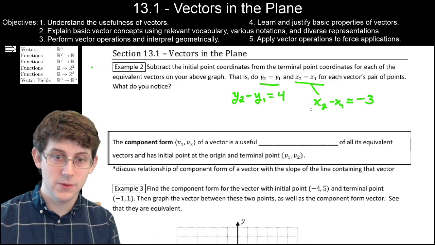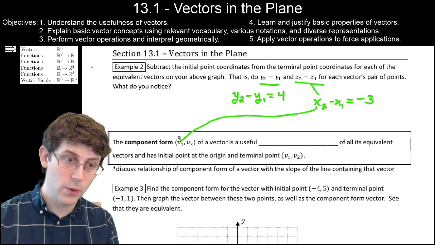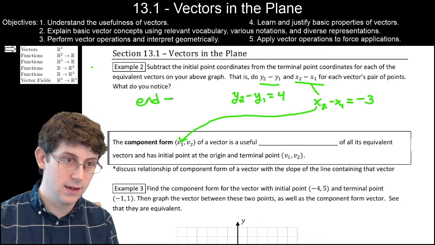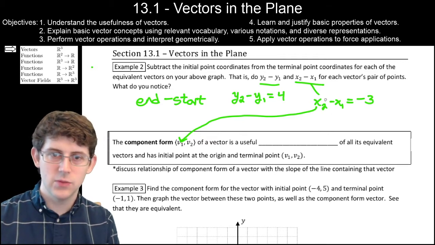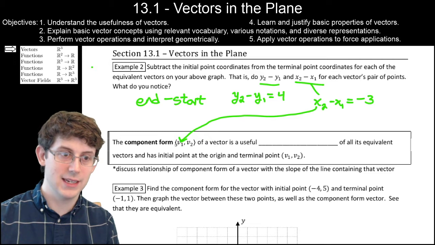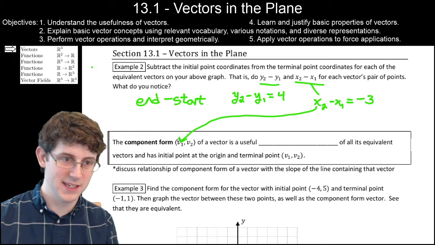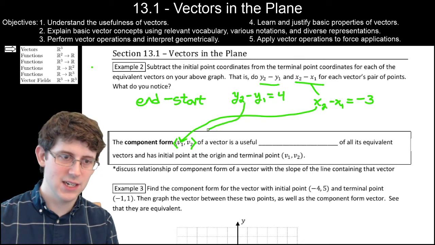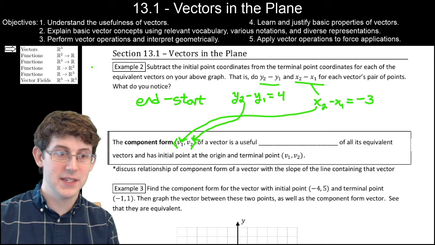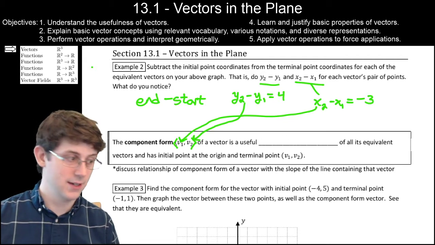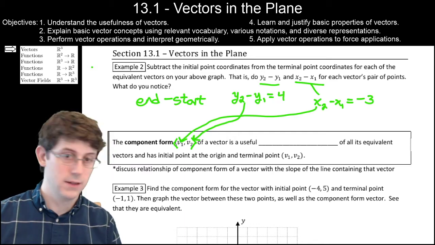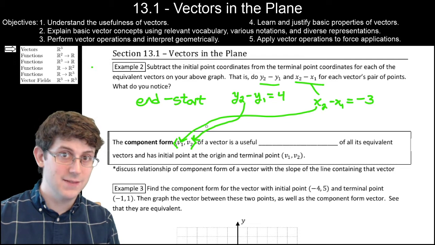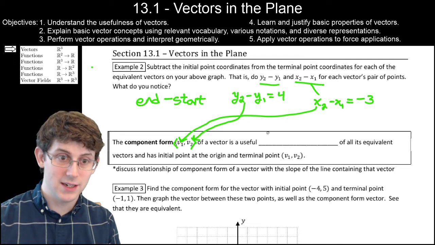So what we do is we take the difference of the x's, the end point minus the start point. That's the way you should do it, the end point minus the start point. You take that difference of the x's and put it in slot 1 of this thing that looks like an ordered pair, except it has angle brackets. And you take the change in y and you put it in the second slot. This is called the component form of a vector. There are lots of different ways to write vectors, and this is just one representation of a vector.